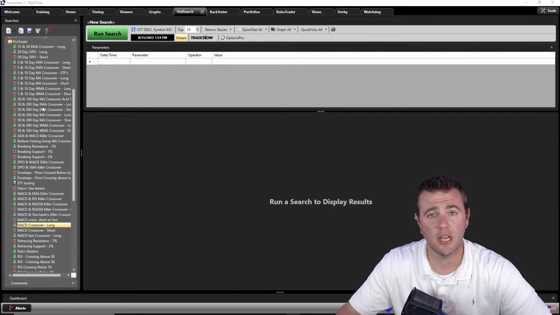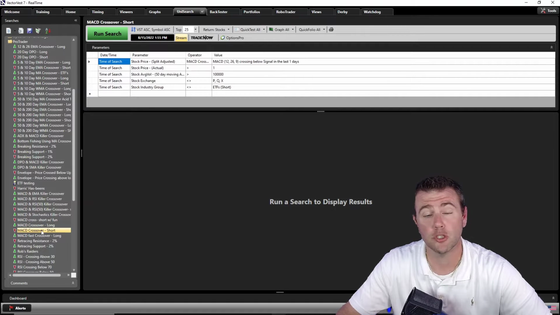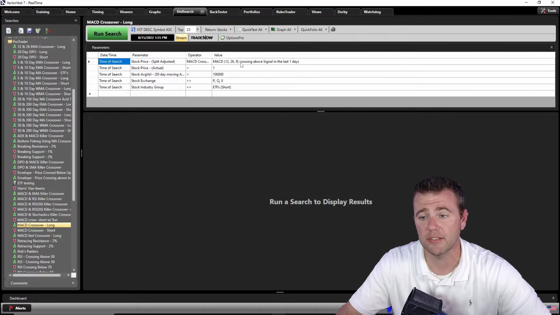But since we're focusing on MACD, VectorVest makes it easy, and we're going to be focusing on the MACD crossover long search here today. But as a side note, we also have the MACD crossover short search for down markets as well. So when we click on the MACD crossover long, we can see it's looking at a MACD crossover of the 12, 26, and 9, just like we talked about previously, and crossing above that signal line within the last 1 day or as of today.